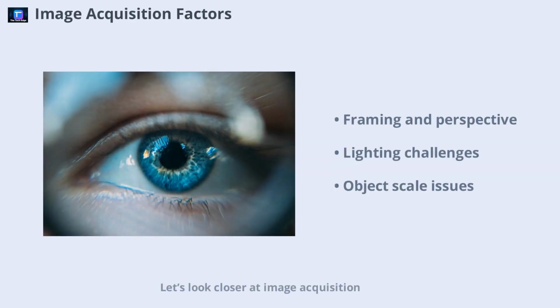Let's look closer at image acquisition. The way an image is captured, its angle, lighting, and scale can dramatically affect object detection. For example, a car viewed from the front looks very different from the side or back. Strong shadows, backlighting, or reflections can obscure objects, making them hard to distinguish from the background. Additionally, if an object is too small, it might go unnoticed. If it's too large, important details can be lost. Proper image acquisition is the foundation for accurate detection.